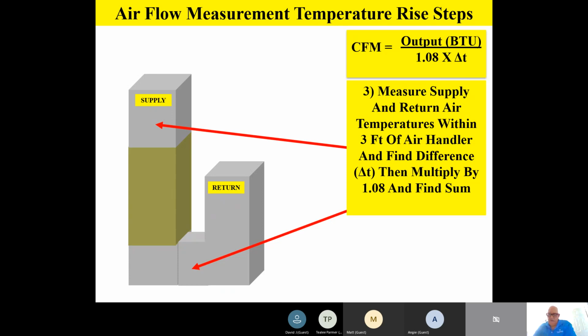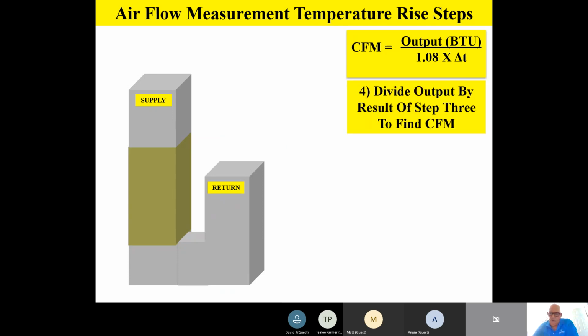Once we've got that number, we divide the output, the BTUs, by the result of step number 3 to find CFM. Now, team, it takes a lot longer to talk about it. It's very, very simple once you do it a time or two. So let's do an example together.